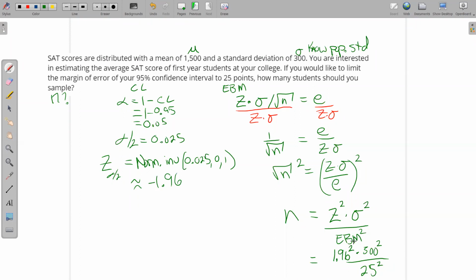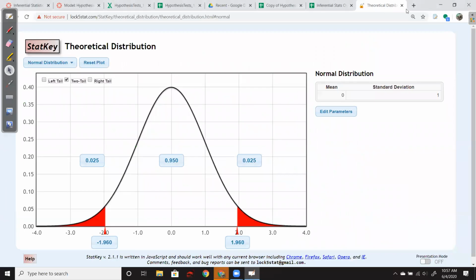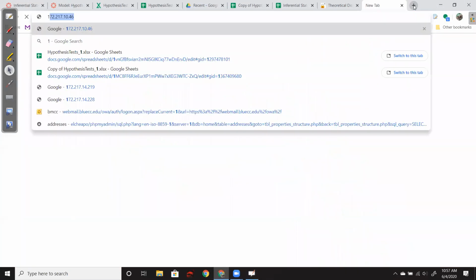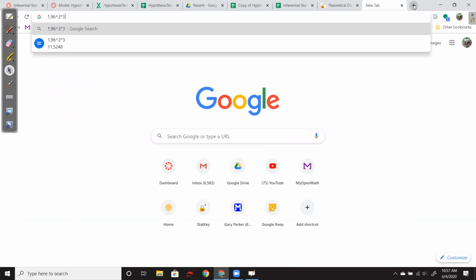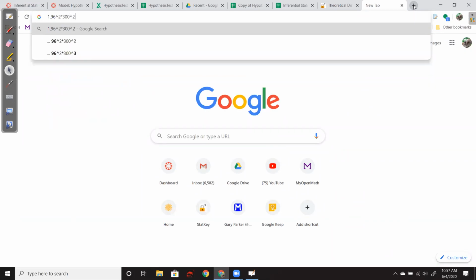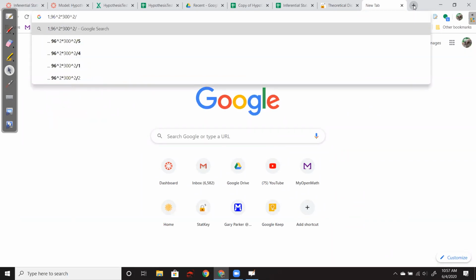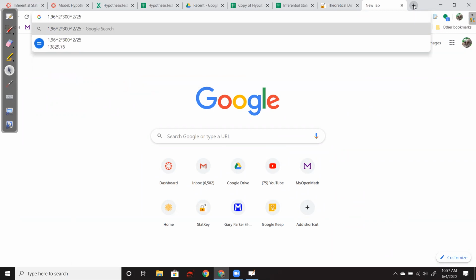And really the only way StatKey can help is just it gives us another way to get the z-score. Otherwise, I can't get much out of StatKey besides that. So now we just need a calculator or a spreadsheet to figure out what that is. So for my particular problem, I would have that 1.96 squared times the 300 squared divided by, what was it, 25 points for the margin of error, so divided by 25 squared.